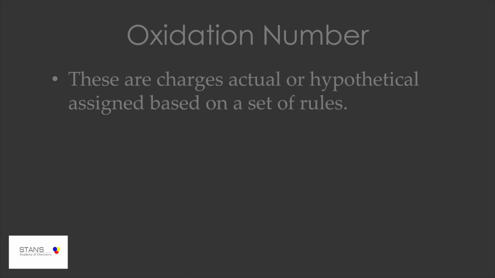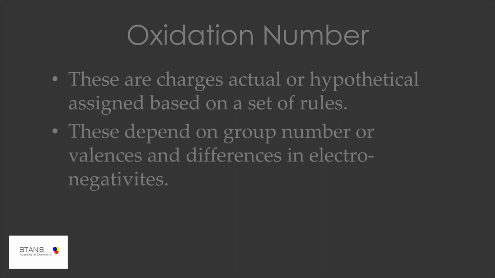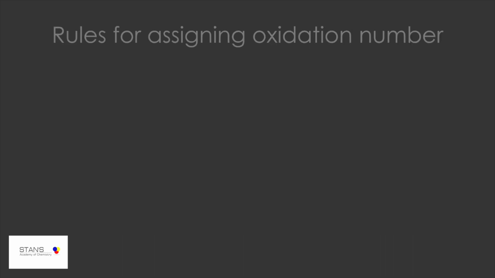Again, we are restating the definition of oxidation number. These are charges, actual or hypothetical, assigned based on a set of rules. These rules depend upon the group number to which the element belongs, or the valencies, and also the differences in electronegativity. Here are some rules for assigning oxidation number.